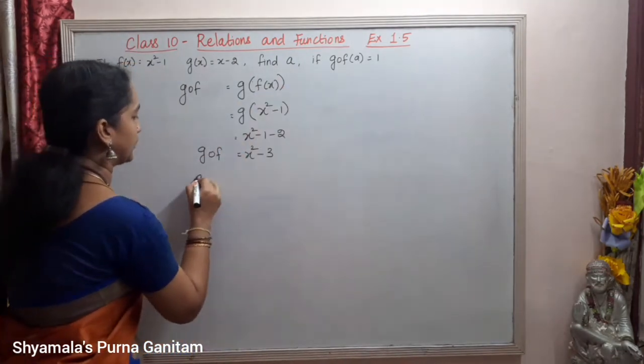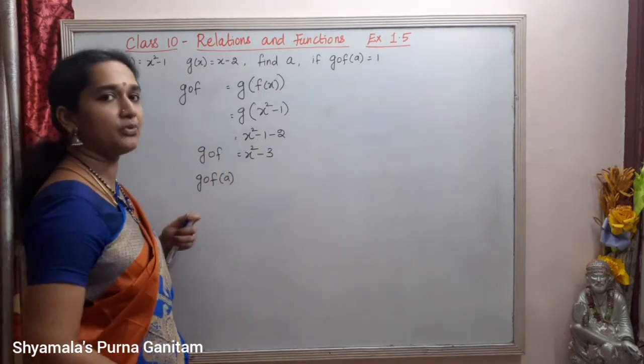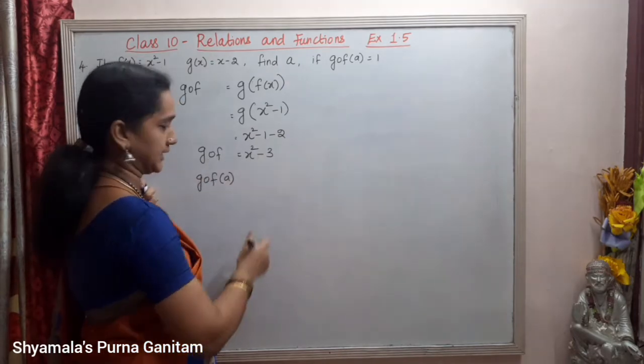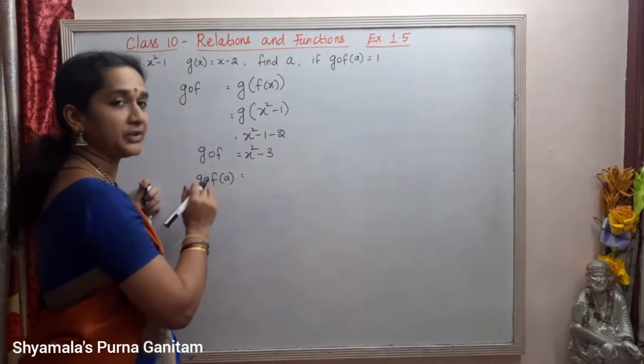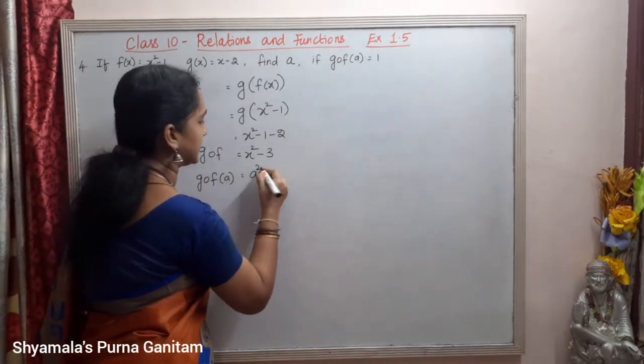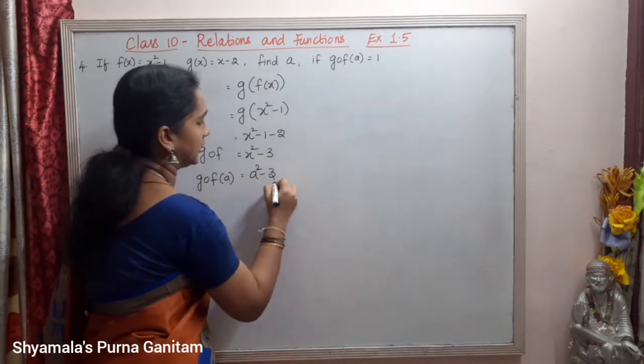Here we are asked to find g of f of a. This one is g of f of x. G of f of x is x squared minus 3. So here g of f of a, that means wherever x is there, we have to substitute a. Replace it by a. So a squared minus 3.